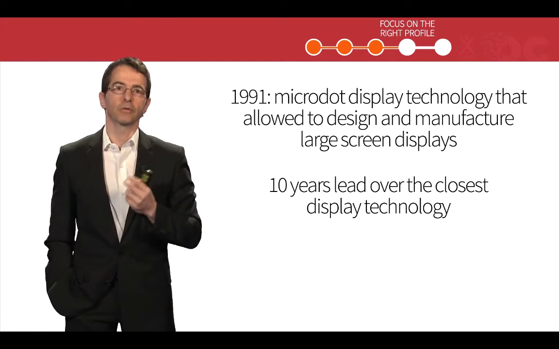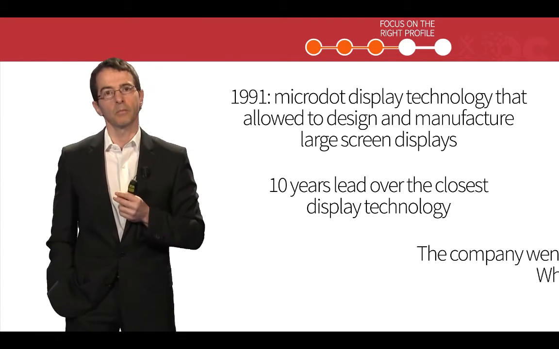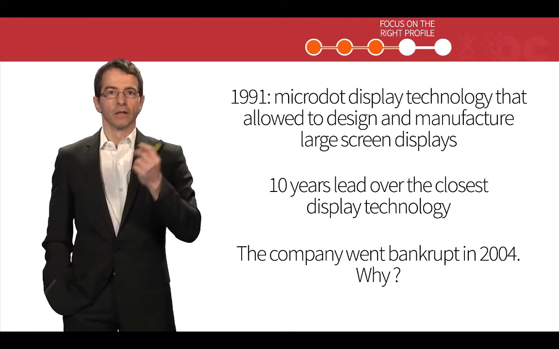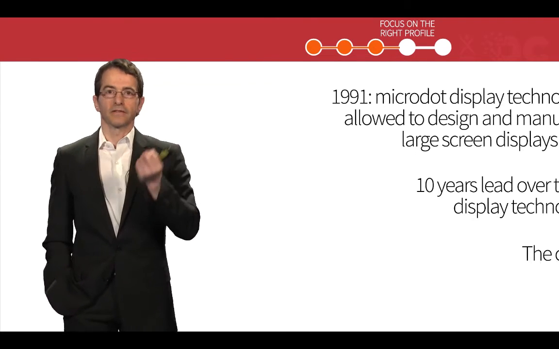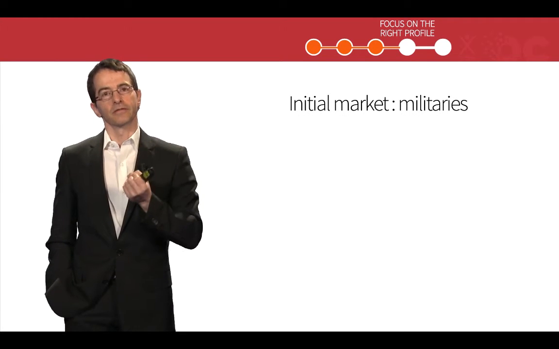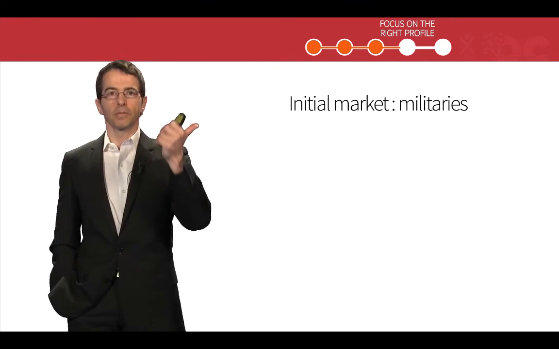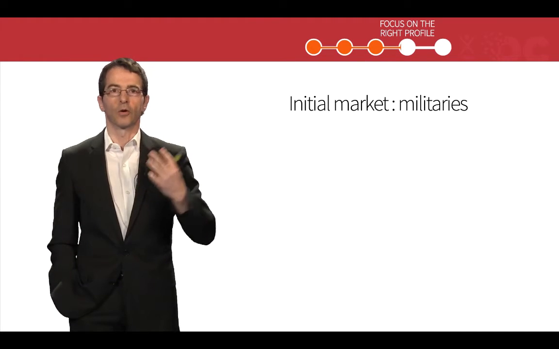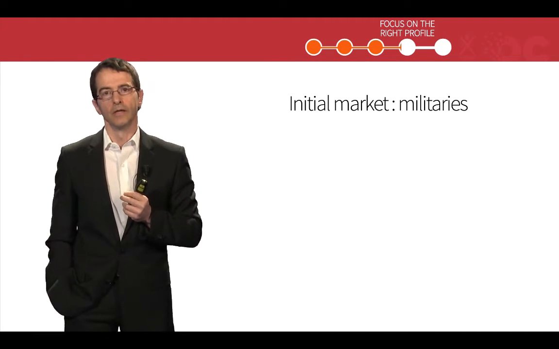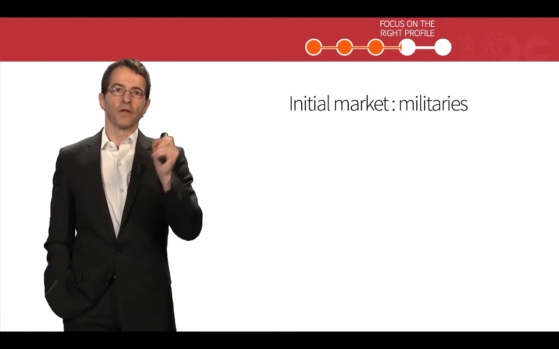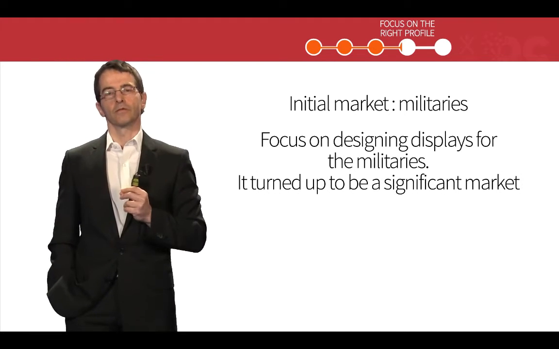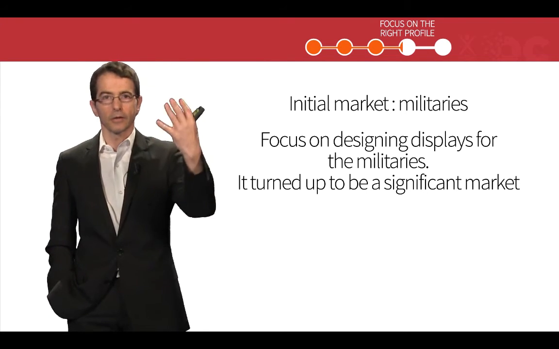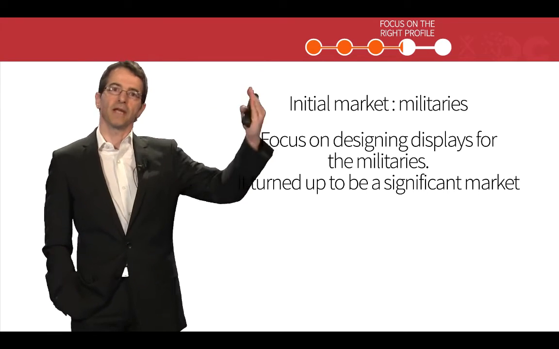Have you heard about microdot displays? No, because the company went bankrupt in 2004. Let me tell you why. They looked for an initial market, and they identified militaries as an interesting market. They could pay, they were interested in the technology for displays for every type of equipment on the go. So the company focused on designing displays for the military, which turned out to be a significant market, which allowed the business to grow. They even expanded internationally.